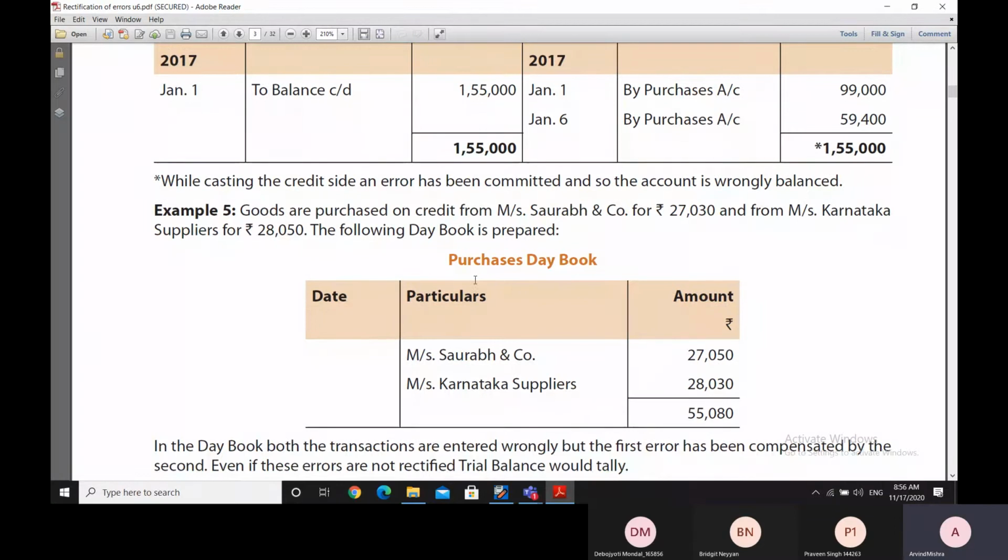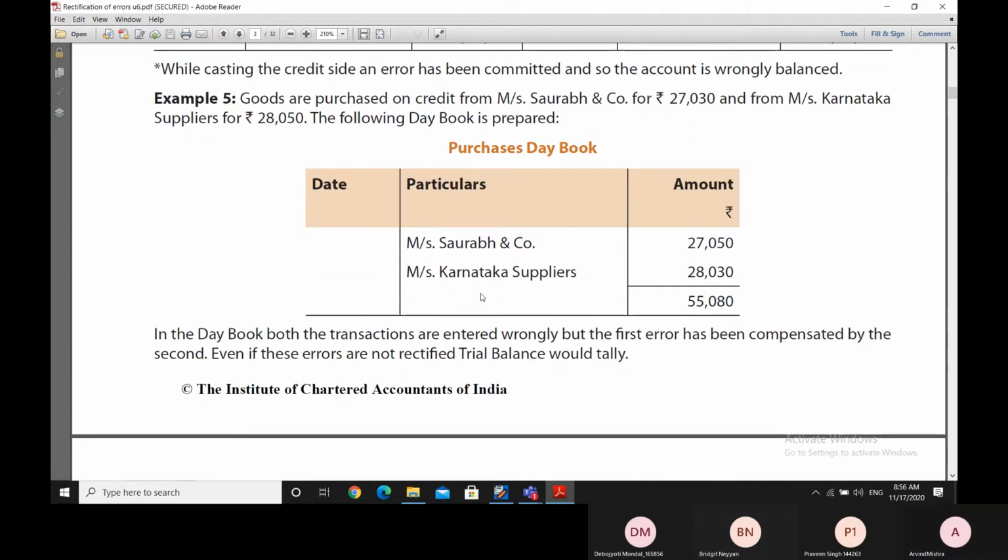Now let us take one more example, example 5. Goods which were purchased on credit from Saurabh and Company for 27,030 are being mentioned here as 27,050. And goods were purchased from Karnataka Suppliers also, 28,050. That has also been wrongly mentioned as 28,030. And then a purchase book has been made. So both the transactions here are entered wrongly.